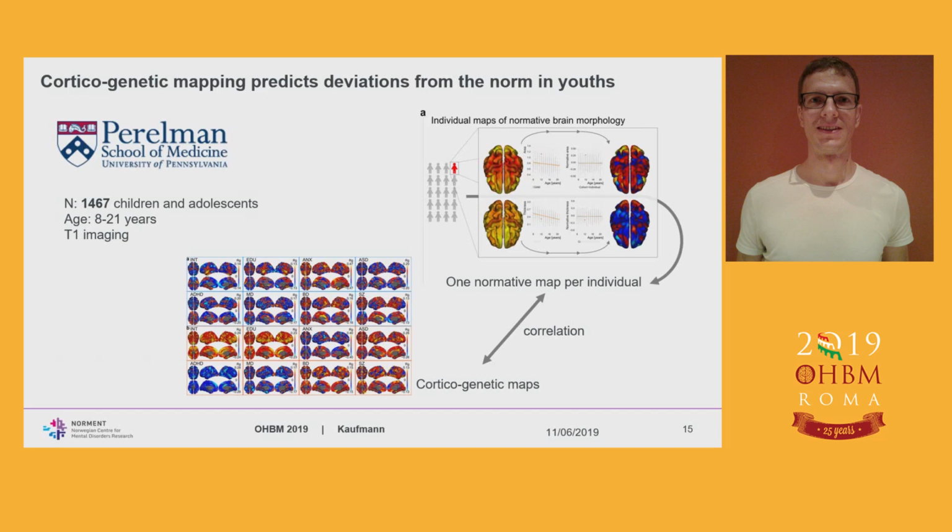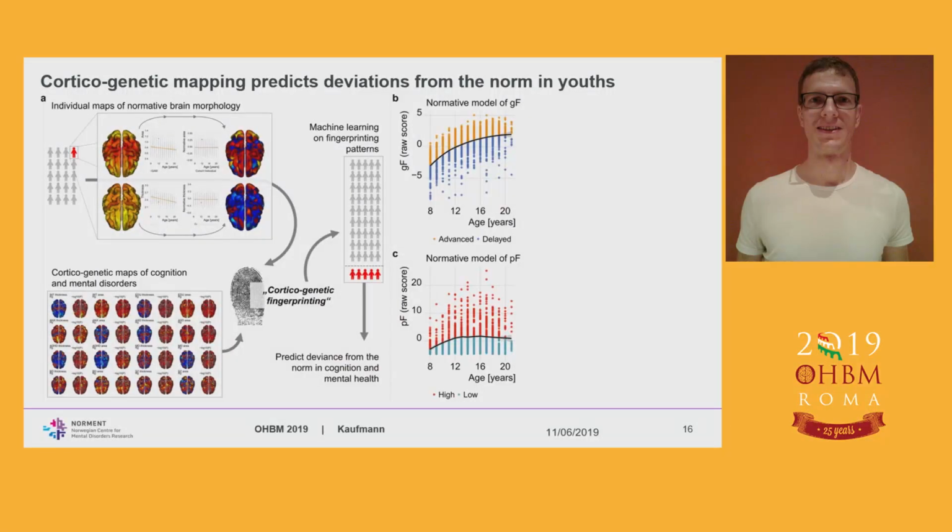And here we have developed a technique that we refer to as corticogenetic fingerprinting, which is basically we're running one correlation between each normative map and each of the genetic maps. And this will result in correlations that we use as features in machine learning.